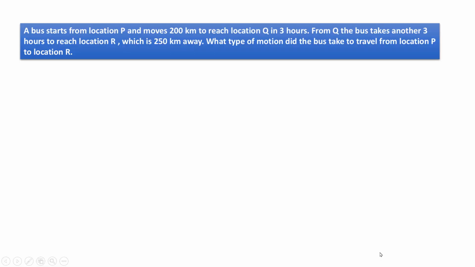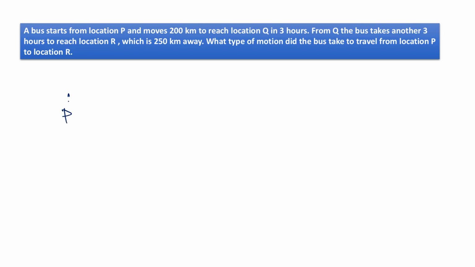Hello everyone. So today we are just going to solve some of the numerical questions from your exercise. Okay. So the first question says that a bus starts from the location P and moves 200 kilometer to reach the location Q in 3 hours. So just draw a rough diagram to understand the question.